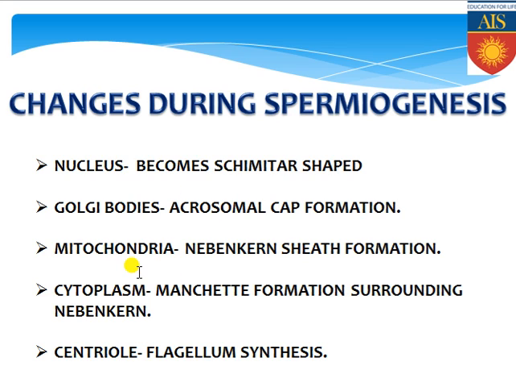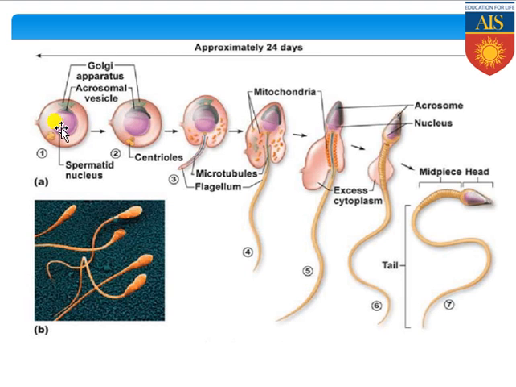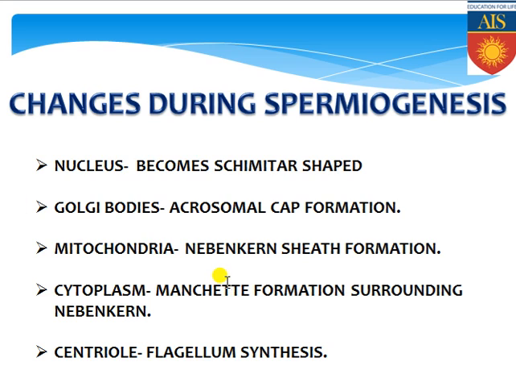Okay, the mitochondria which is present within the spermatid is further producing the nebenkern. Nebenkern is a sheath which is protecting the axoneme, the central axis of the sperm, and this nebenkern exclusively contains so many mitochondria as a protective covering of the central axis, as well as providing the energy during sperm movement.